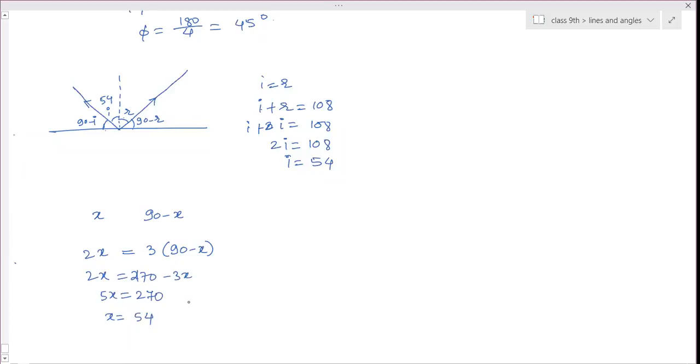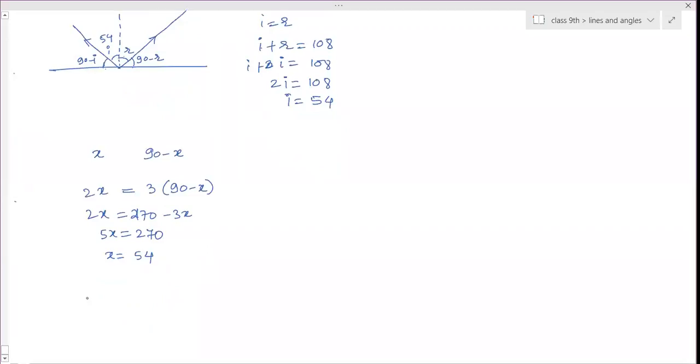Okay, ma'am. Ma'am, question number 4. If one of the angles of a triangle is 130 degrees, then the angle between bisectors of the other two angles can be. One angle of the triangle is 130. This angle is 130. Then the angle between bisectors of the other two angles.